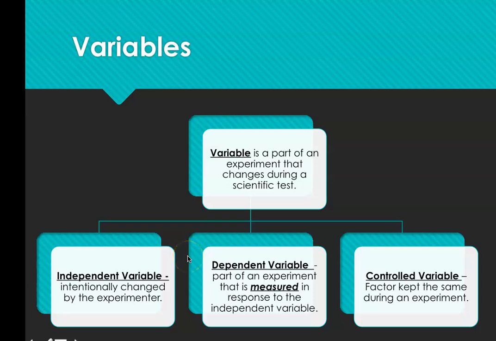So I'm pulling these notes straight off your PowerPoint presentation from online, and just a few definitions for some vocab terms that we're going to be working with. A variable is any part of an experiment that changes during a scientific test. The independent variable is something the experimenter is manipulating or intentionally changing to see if it's going to have an impact on what they are testing for. The dependent variable is what is being measured in response to the independent variable. And finally, a controlled variable is any factor that is held the same or constant throughout the experiment. This should be everything but the independent variable. So any factor that you can think of that needs to be held the same.